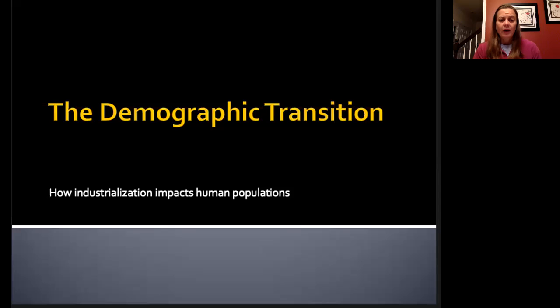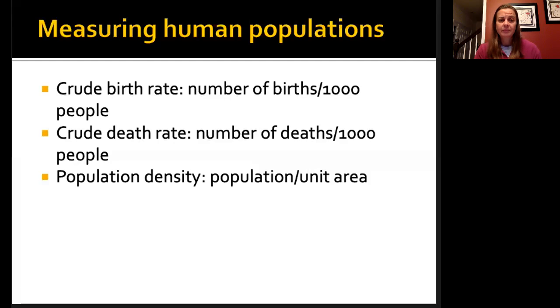So, first, before we can talk about how they change, we have to talk about how we measure them. So, we have a few different ways that we talk about this. The first thing that we'll talk about when we're measuring human populations is what we call the crude birth rate. And the crude birth rate is the number of births per thousand people. So, notice that this is per thousand, not per hundred. So, when we talk about birth rate, we're not talking about a percentage, we're talking about a number per thousand.